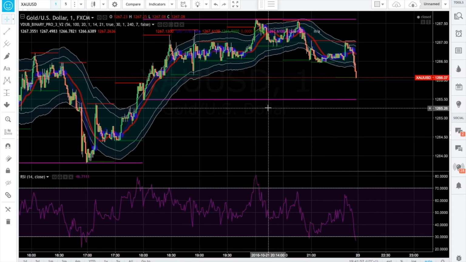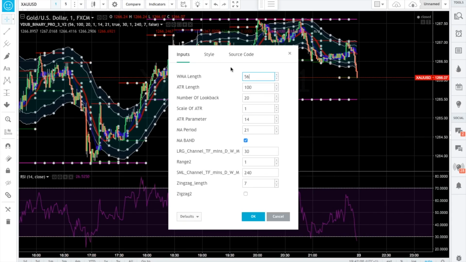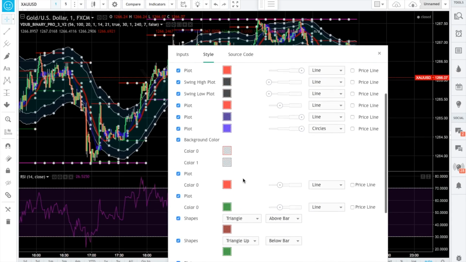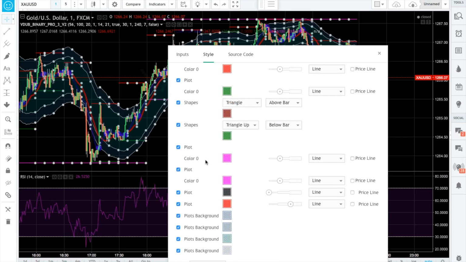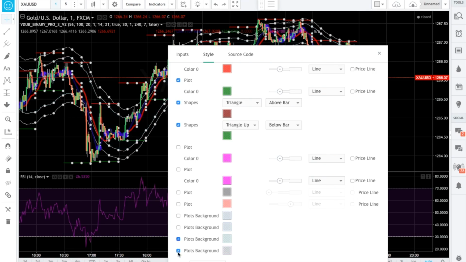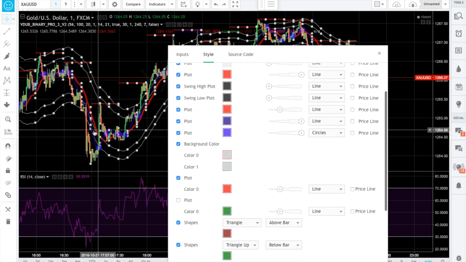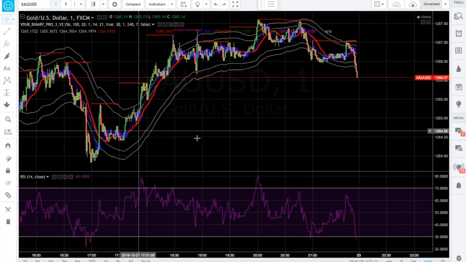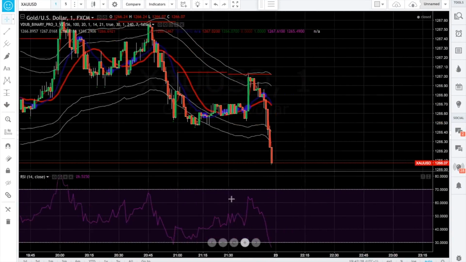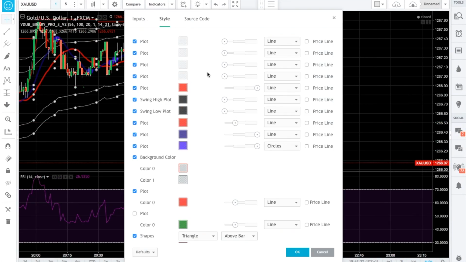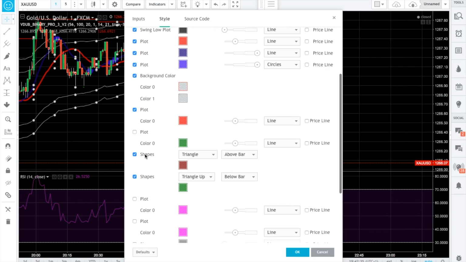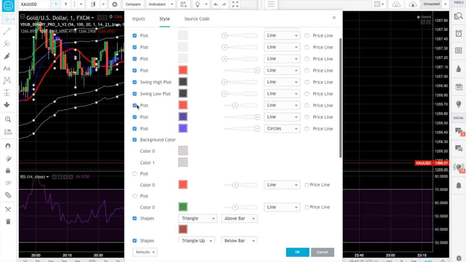So you don't need to worry about these big purple lines here. In fact, because all we're looking for is the triangles, potentially we could take off all of these. Let me check if my chart's not zooming in. There we go. Okay, yeah, so we could do that. You could minus everything apart from the shapes. So take off all the plots.